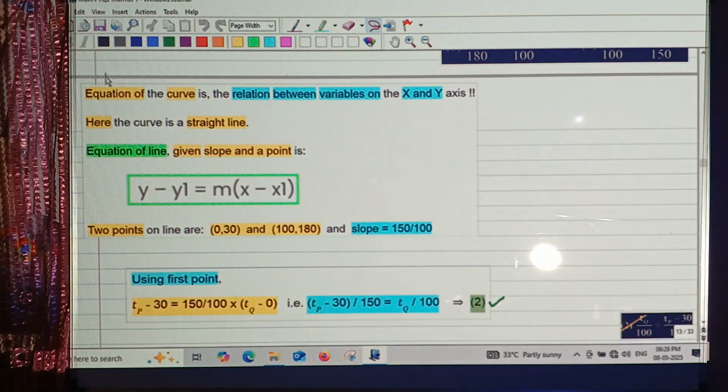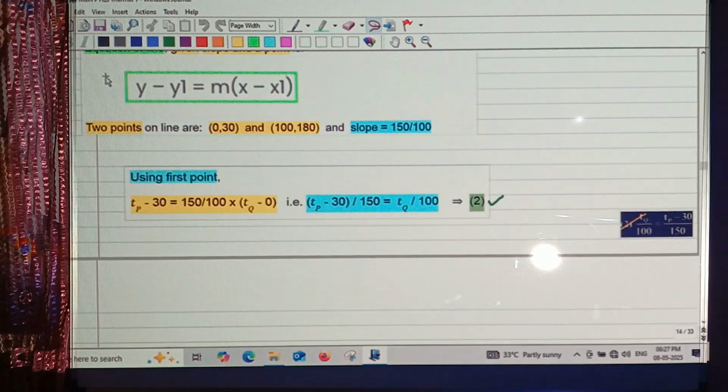So the equation of the line I can give you multiple ways. One way is to use the first point and the known slope. The first point y is 30, so TP minus 30, TP is on the y axis, equal to the slope 150 by 100 into x minus x1, which is TQ minus 0. If we rewrite this, we get it like this, which matches option 2. So the correct option is option 2.